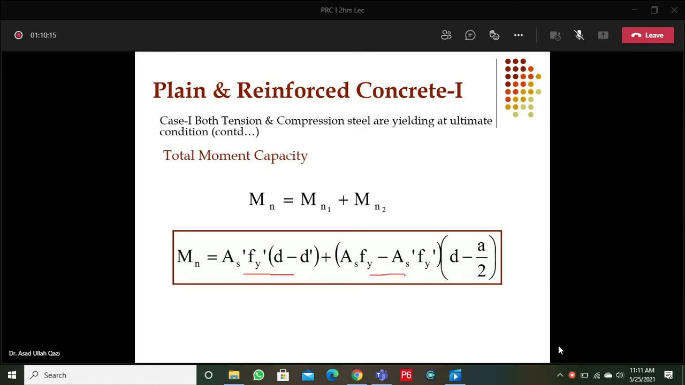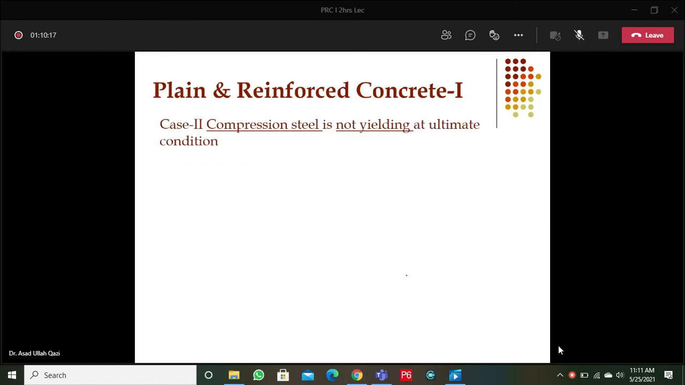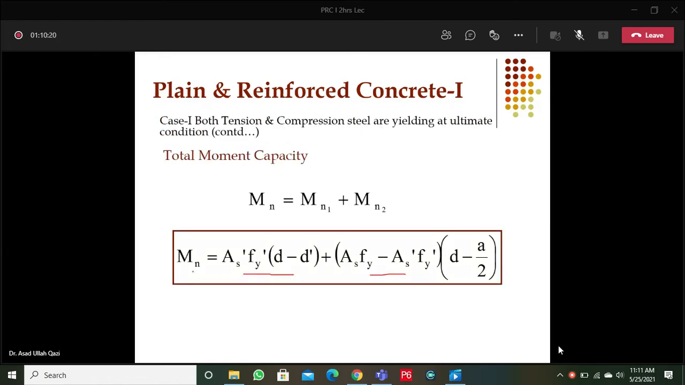Now it is the time to call the phi as well. So knowing the strain in the tension steel, in our example problem, even if I assume that both steels are yielded, my tension steel is not crossing 0.005.